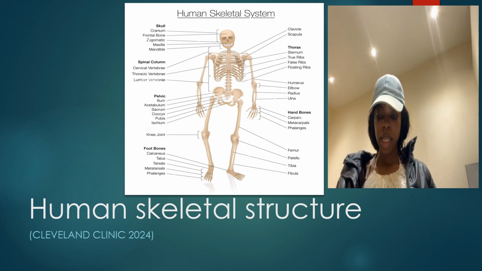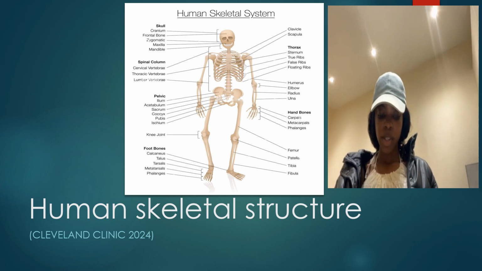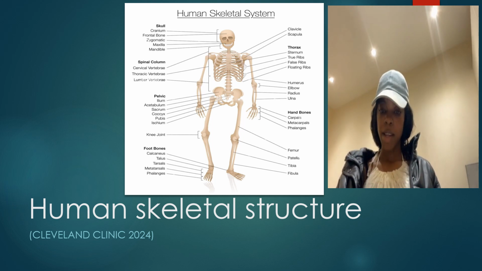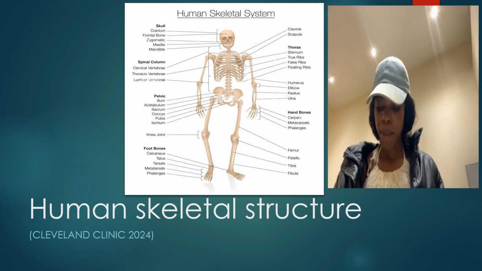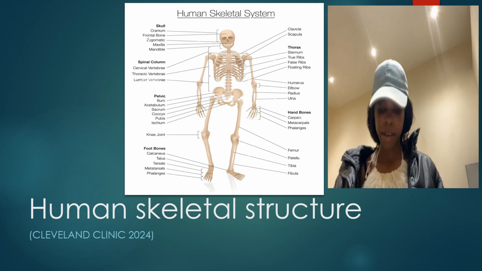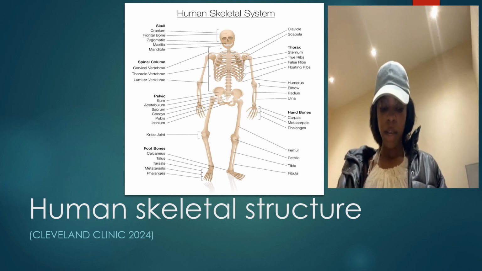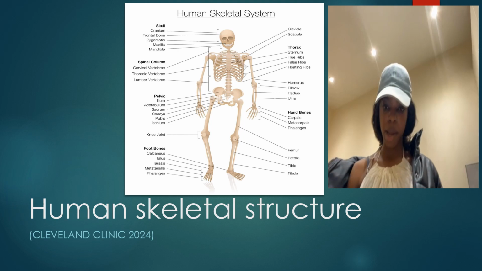We have the skull, which protects the brain, the rib cage, which shields the heart and lungs, and also the vertebrae, which safeguard the spinal cord. For strength and support, we have the femur, which is the longest, strongest, and heaviest bone in the body. For movement, we have joints, bones in the legs and back.